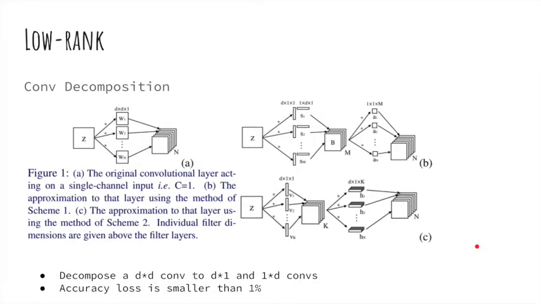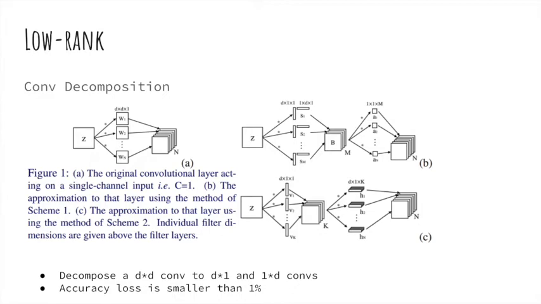This method is proposed. The main idea is to decompose a d times d conv to d times 1 and 1 times d conv. Mathematically, a d times 1 matrix times a 1 times d matrix is a d times d matrix, but a d times d matrix has d times d parameters. But after decomposition, there are only 2 times d parameters. Both the number of parameters and flops have been reduced significantly, and the experiment shows that the accuracy loss is less than 1%. So this is a very interesting idea.